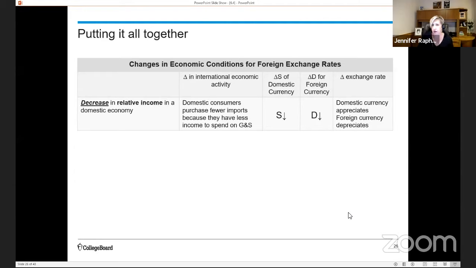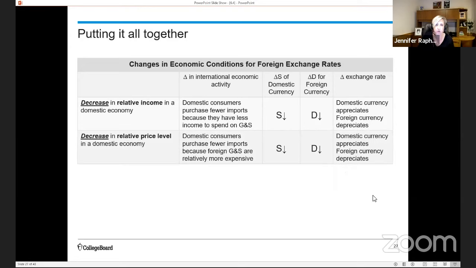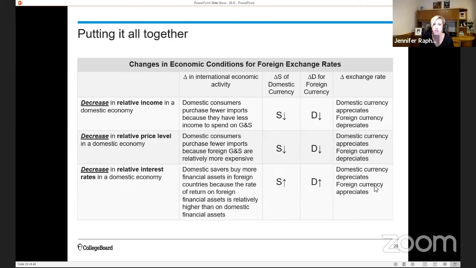This is the kind of chart I would recommend that all my students be able to do on their own. I would give them a graphic organizer, I'd give them the prompts, and I'd have them walk through the reasoning, the changes in the demand and supply of currency, and the changes in the currency values. So this might be a really good practice for you to do on your own at home.